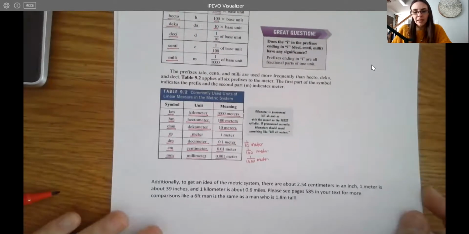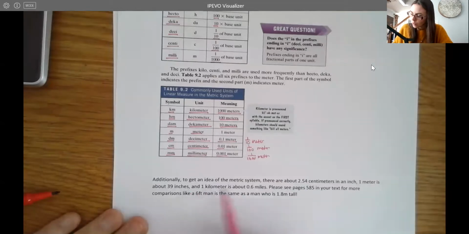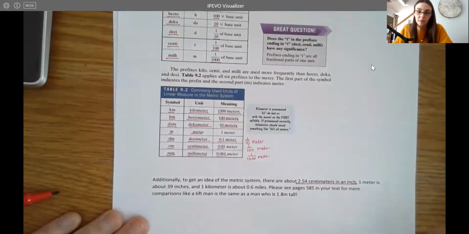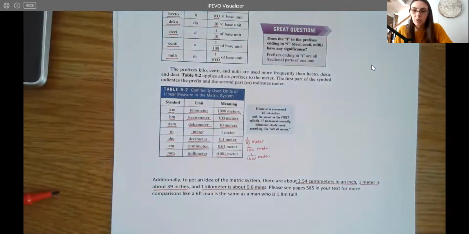Now, just some other ideas to help you think about what these numbers mean in terms of the English system. There are about 2.54 centimeters in 1 inch. 1 meter is about 39 inches, and 1 kilometer is about 0.6 miles. Again, for those of us who are used to the English system, this gives you an idea of how big some of these values are.